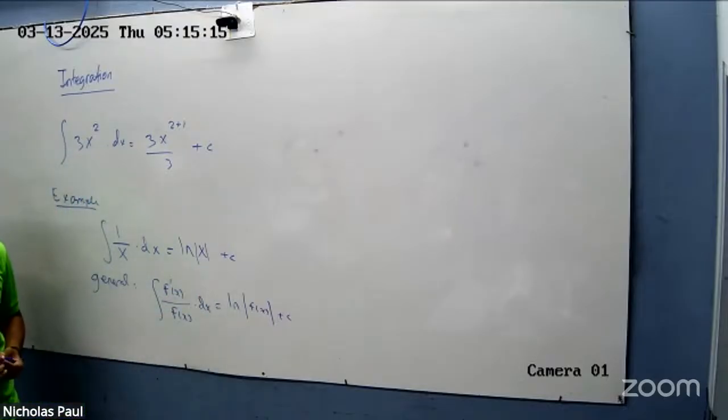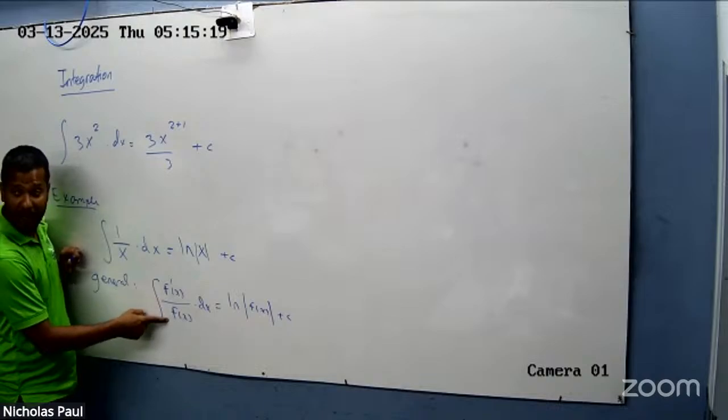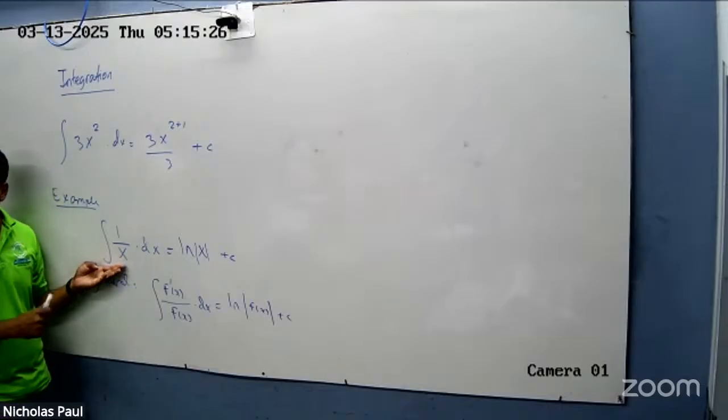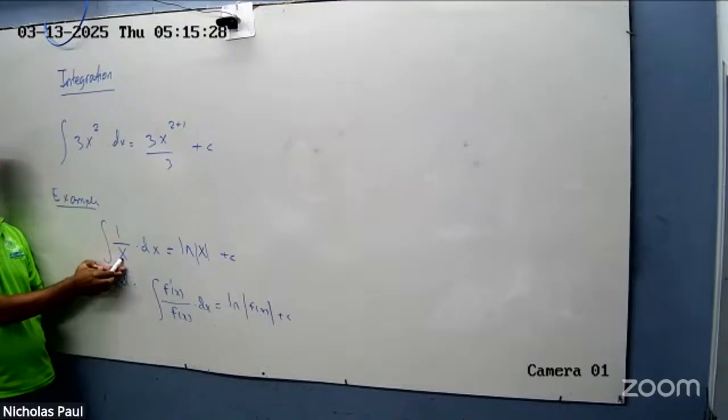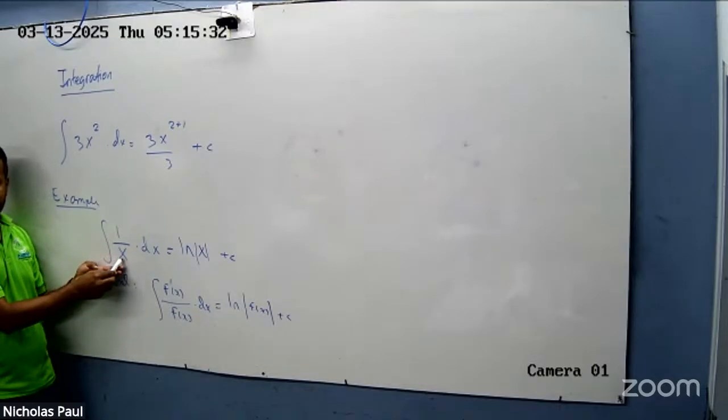You okay with that? So once the numerator is the differential of the denominator, we could use ln of the modulus of f of x. Are you okay with that? Like in our example here, what's the differential of x? 1. Okay? So the numerator is the differential of the denominator.